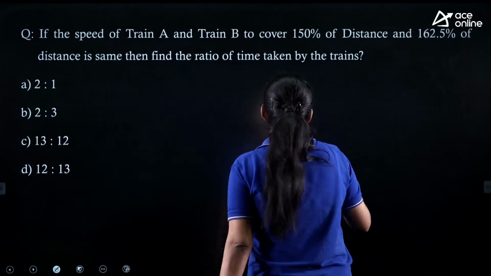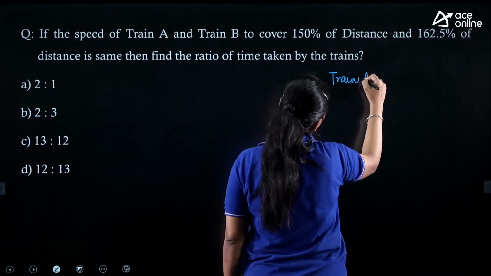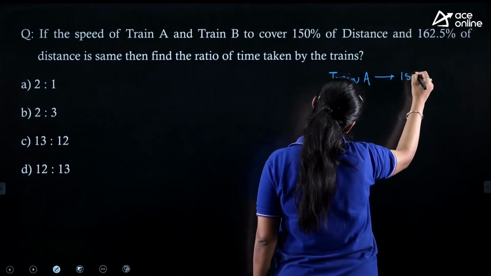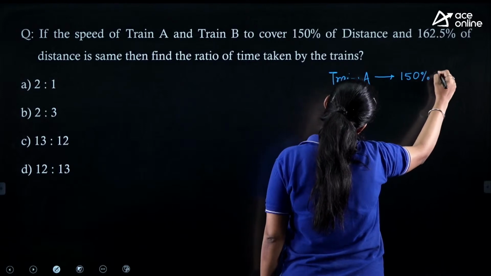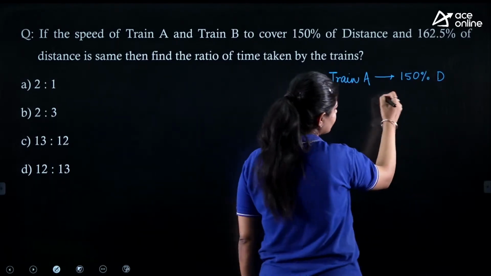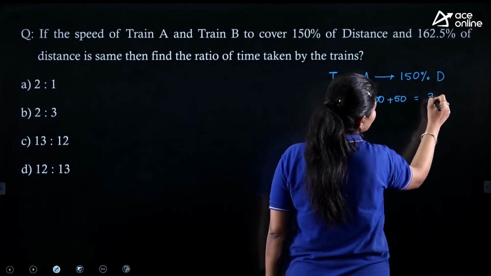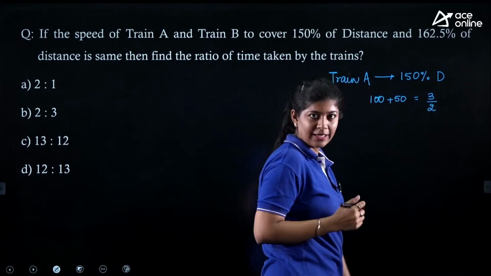Let's see. So for train A, we are having a distance of 150%, right? So 150 can be written as 3/2, 100 plus 50, right? And we can write it as 3/2 in the fraction.